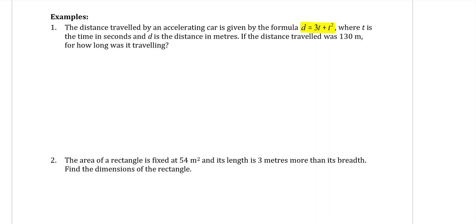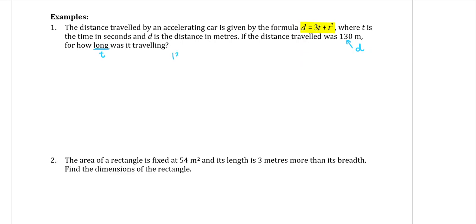It says where t is time in seconds and d is the distance in metres. If the distance travelled was 130, so this is going to be d for distance, for how long was it travelling? When it asks for how long, it means I'm wanting to find the time, which is the little letter t. Okay, so let's sub the d equals 130 into the formula that I've highlighted there in yellow.